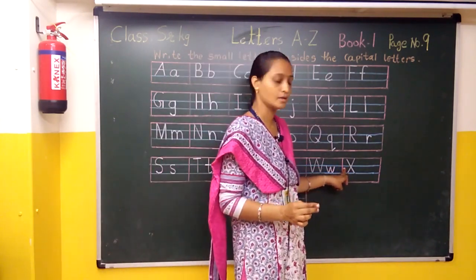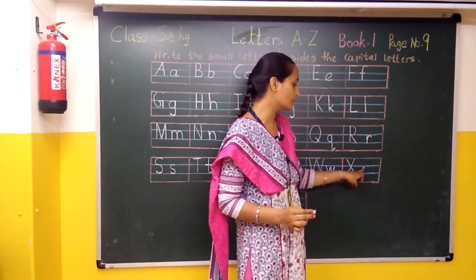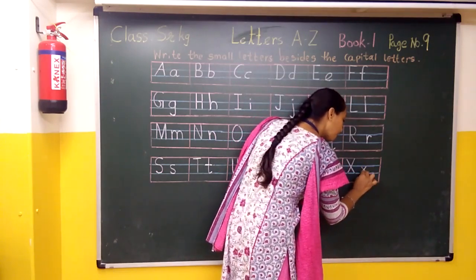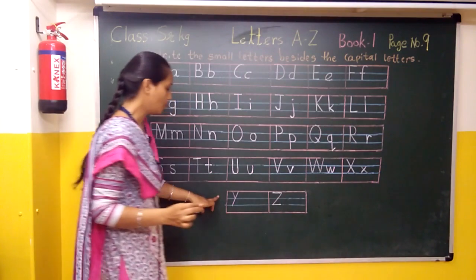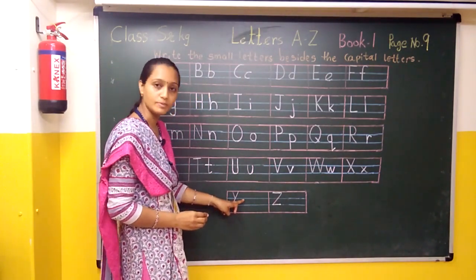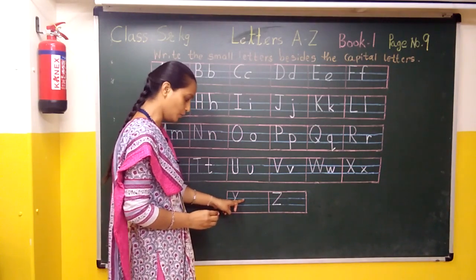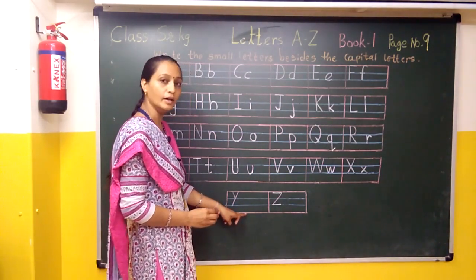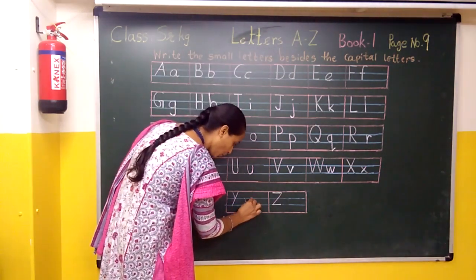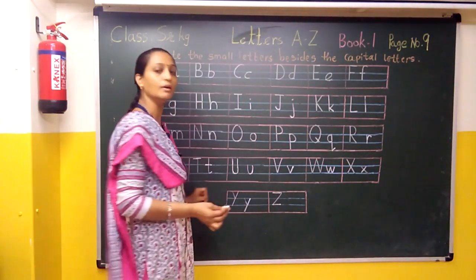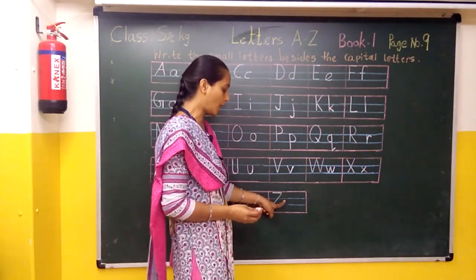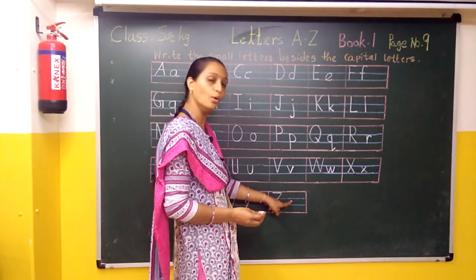Now this is X. We have to write between these two blue lines, small x. Now next is Y. Now we have to start from the second line, that is blue, and then touch the fourth line, that is red. Now we have to write small y. Like this you can write. Now this is Z. We have to write between these two blue lines.